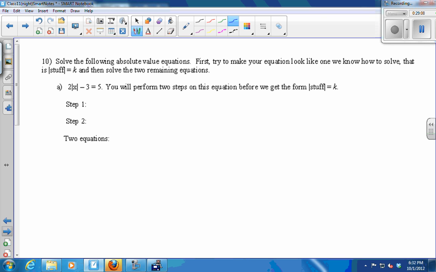All right, so if you're given something more complicated looking, make it look simple before you try to solve it, right? So I have 2 times the absolute value of x minus 3 equals 5. First, make it look like the absolute value of some stuff equals a number, because you know how to solve that. So first, I'm going to add 3 to both sides. So I get 2 absolute value of x equals 8. Then what should I do? Divide by 2, so I get absolute value of x is 4. And then what are my two equations?